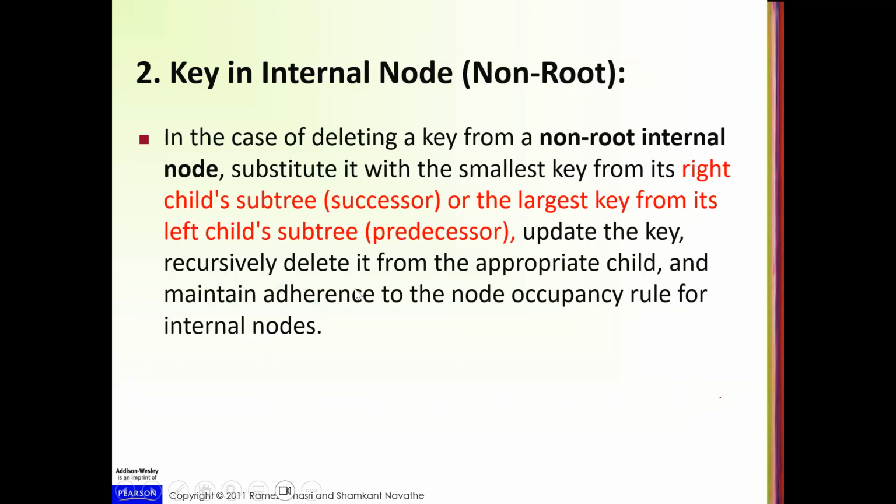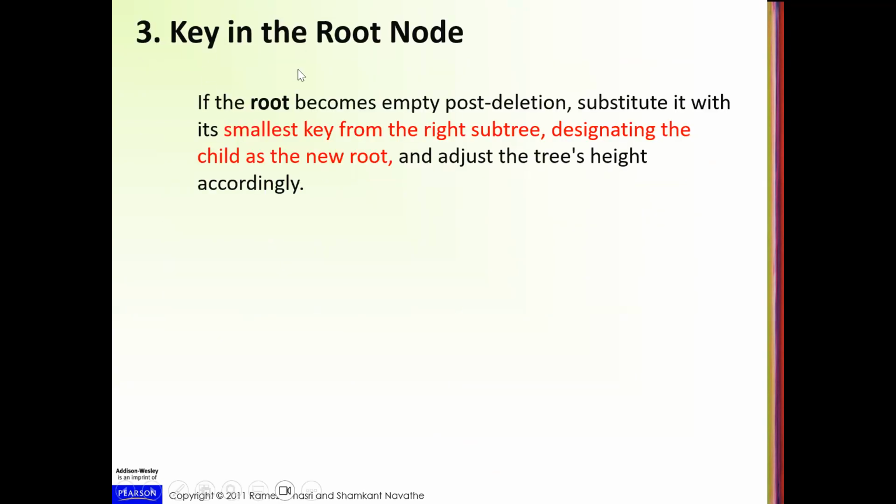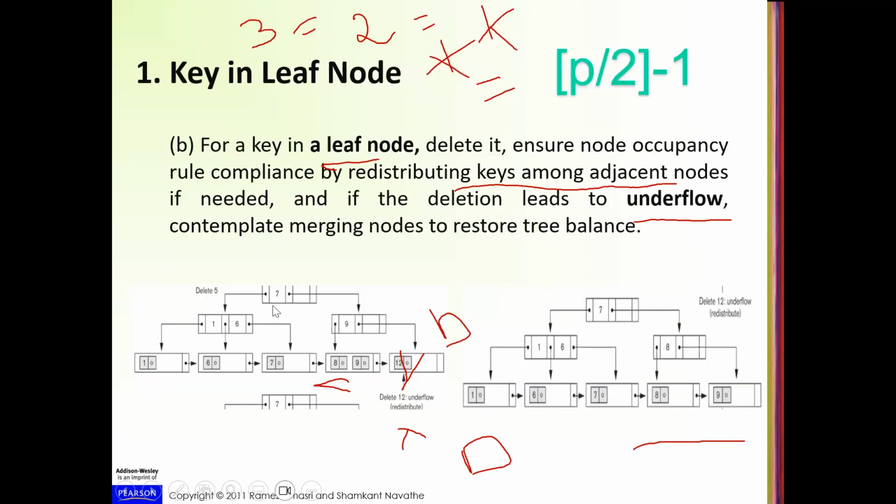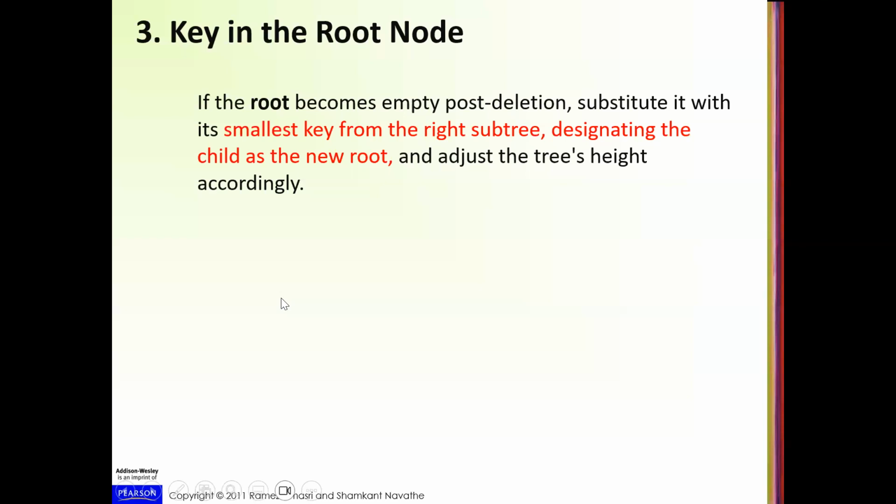Update the key recursively, delete it from the appropriate child, and maintain the node balancing factor. Third could be the case wherein we want to delete the root itself, for example, 7. Now, when we delete the root and the root becomes empty, then we again take the smallest key from the right subtree, designate it as the new root, and adjust the tree height. When you delete the root, you are actually decreasing the levels in the B plus tree. So the height will reduce, the levels will reduce.